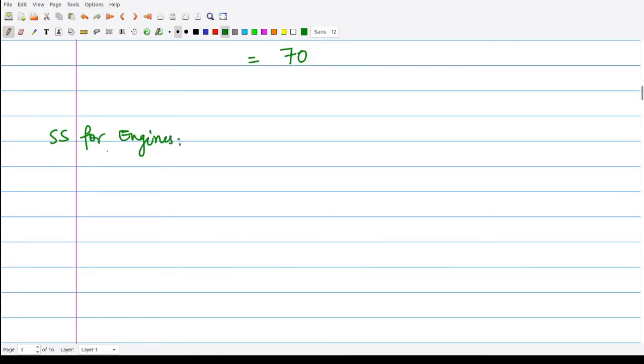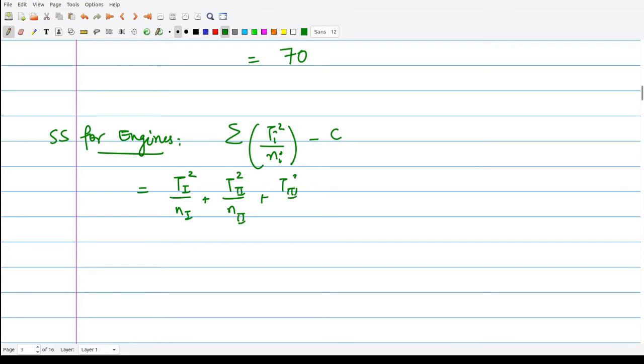So again, we'll use the same formula, summation Ti square divided by Ni minus C. So this thing is equal to T1 square by N1, because we are calculating it for the first engine, then for the second engine, then for the third engine, then for the fourth engine, then for the fifth engine, minus C. Now we have all these values.